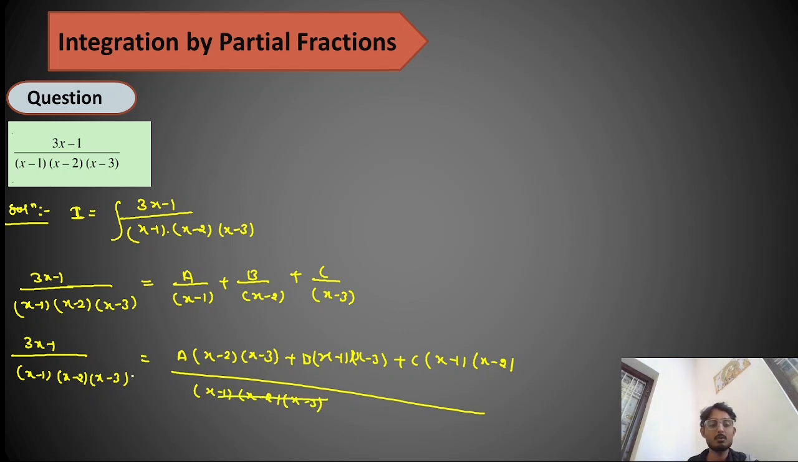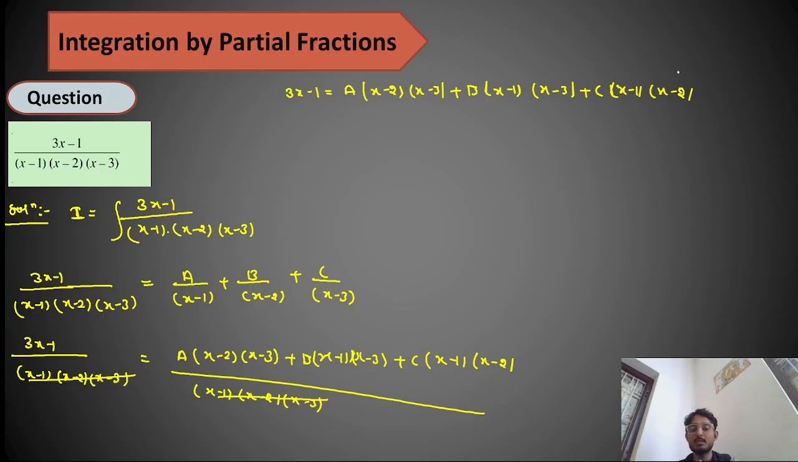The denominator terms will cancel out from each other. So we'll get 3x minus 1 equal to A into (x minus 2)(x minus 3) plus B into (x minus 1)(x minus 3) plus C into (x minus 1)(x minus 2). Now you have to find the values of A, B and C. So you will try to make the other terms 0. If you want to find the value of A, then try to make B and C terms 0. If you put x equal to 1, this term will be 0, so these terms will be reduced, and we will get the value of A.